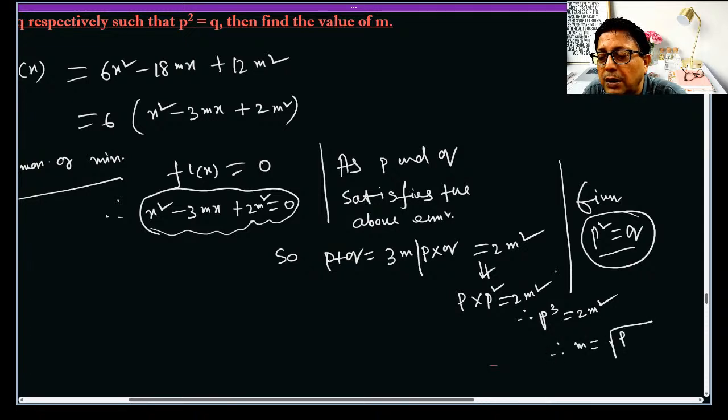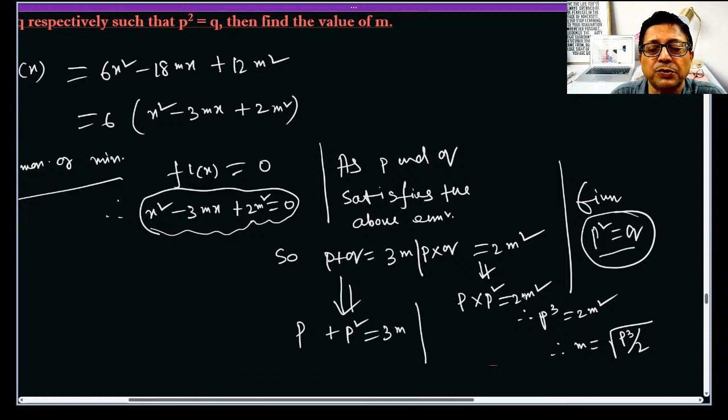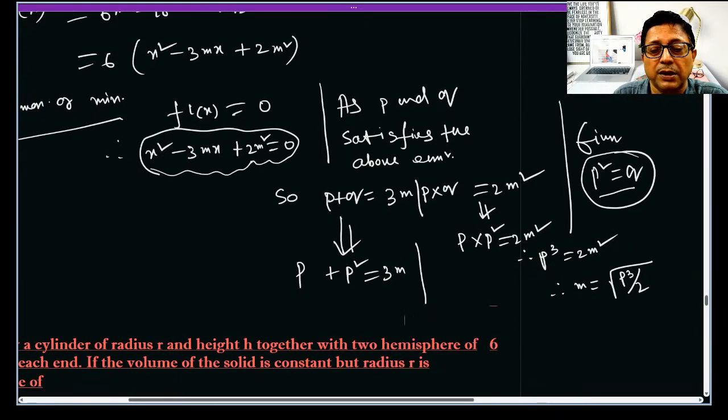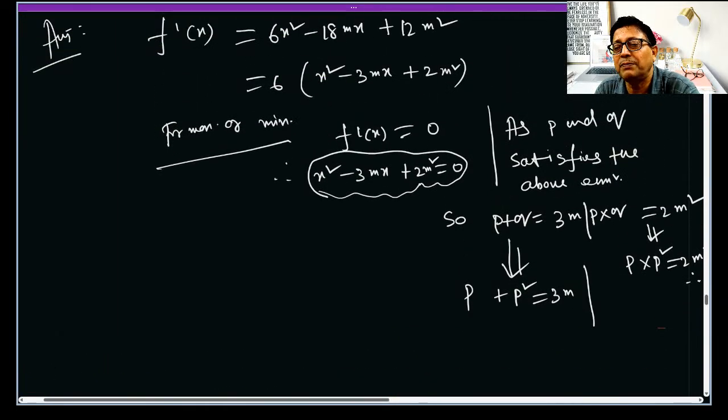So m is what? Under root pq by 2. Isn't it? But m we haven't got. We have to get it in terms of constants, not p and q. How to? You can use this relation also. You can use this also. So from here what do you get? P plus p square equal to 3m. Now one elimination I am showing you. You got p plus p square equal to 3m.